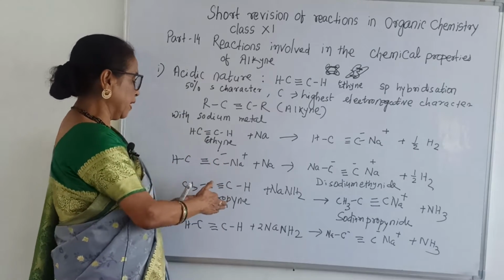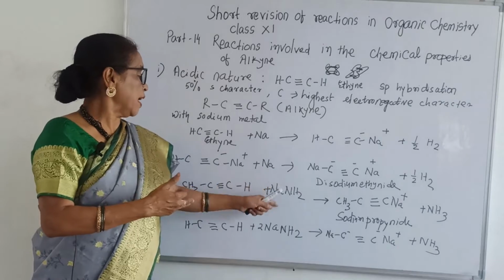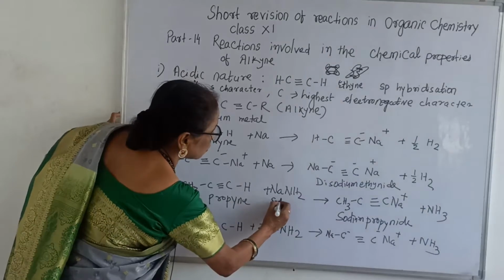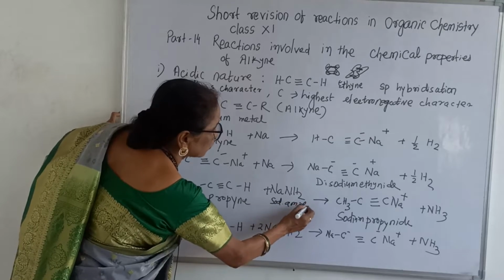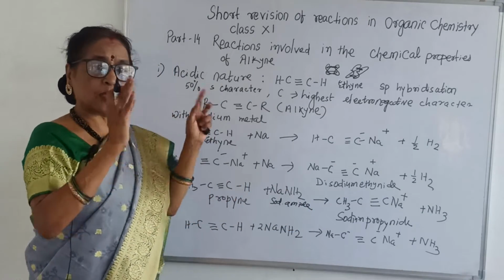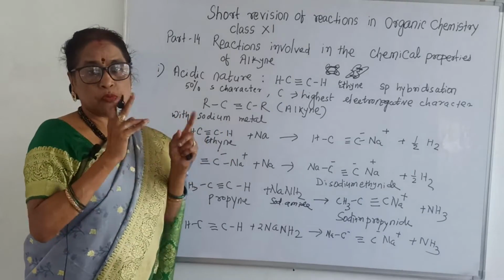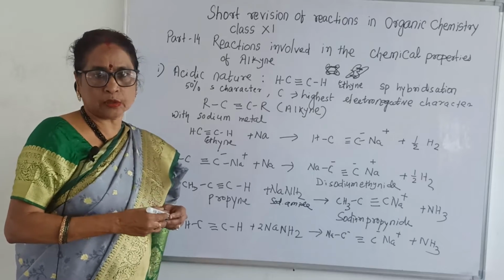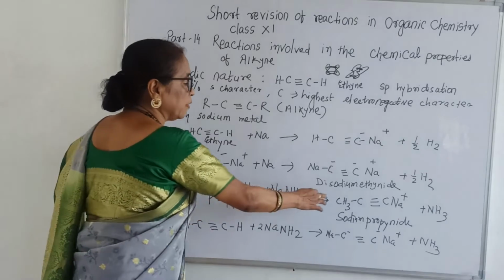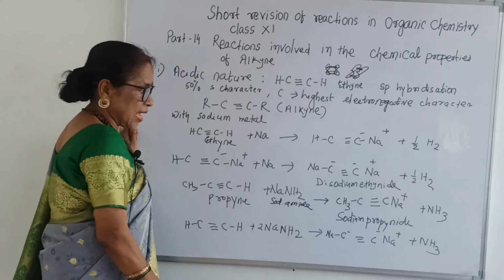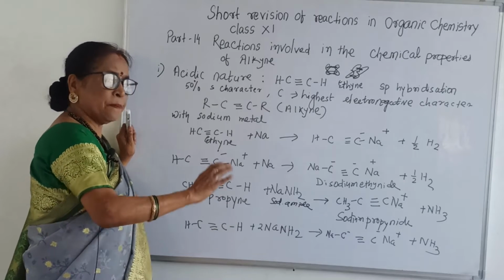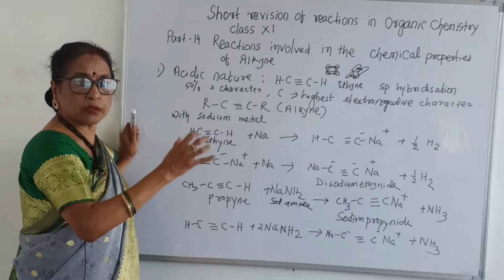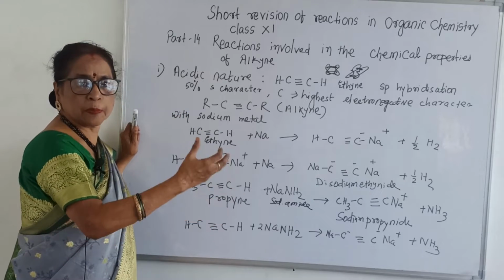So for propyne, here you take NaNH2, sodium amide. What is that one? Sodium amide. If you treat with sodium amide, then what happens? Again out of two hydrogens, only one hydrogen is possible because the other side is a CH3 group. There is no free hydrogen atom here. So it gives CH3, C triple bond C, Na plus, and NH3. Sodium propynite, because it is the structure of propyne where one hydrogen is replaced by CH3 and the other hydrogen is replaced by sodium.